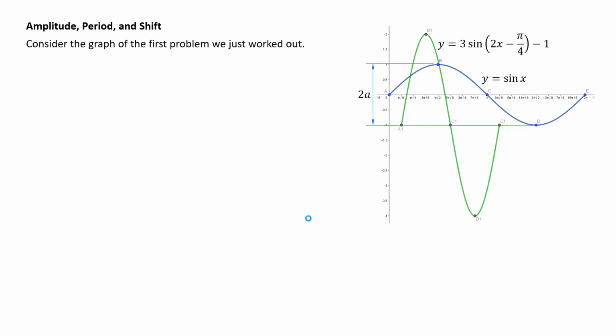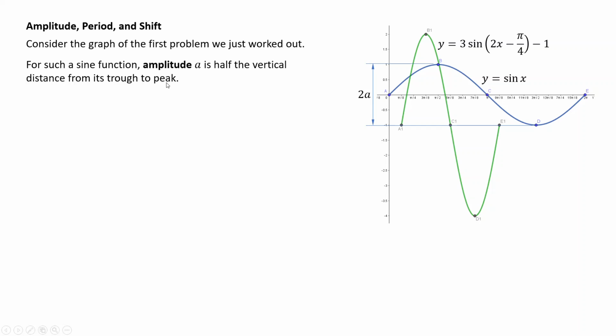Consider the graph of the first problem we just worked out. We looked at y equals 3 times sine of 2x minus pi fourths minus 1, right? And we said we can do that based on the y equals sine x graph and applying the transformation that we did, x old, y old, and all that stuff. Okay, so I have the green one as the transformed graph.